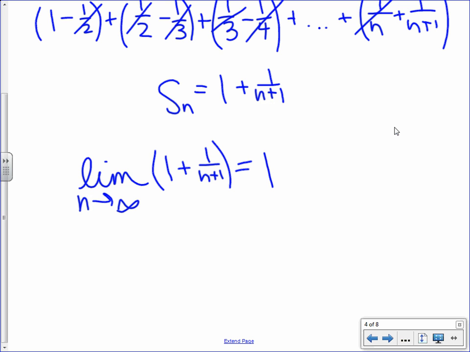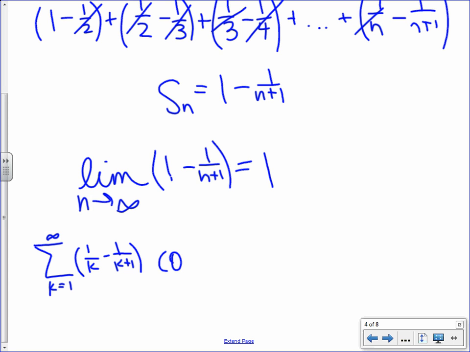So we're going to say that this sum, that's a great question. That should be minus, shouldn't it? I got excited. It should be that. Good call. Yes, it's all wrong. Okay, so this sum converges to 1.